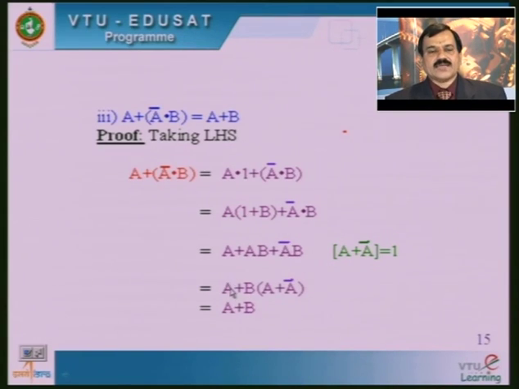Here A is as it is, and in these two parts of the expression, B is taken common, so we can say B into A plus A bar. A plus A bar is always equal to 1, hence we come to the conclusion A plus B into 1, which is simply A plus B, that is the required RHS. It is proved.